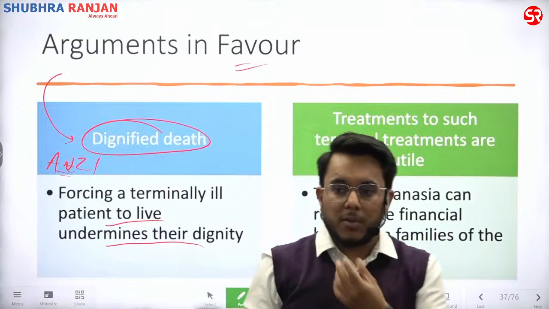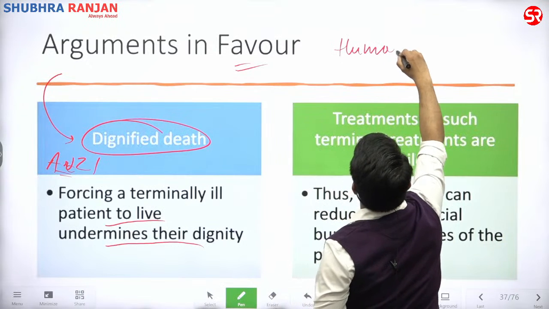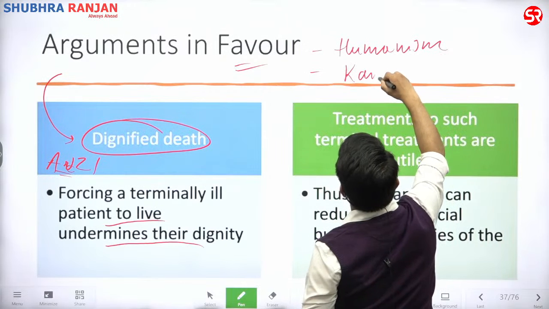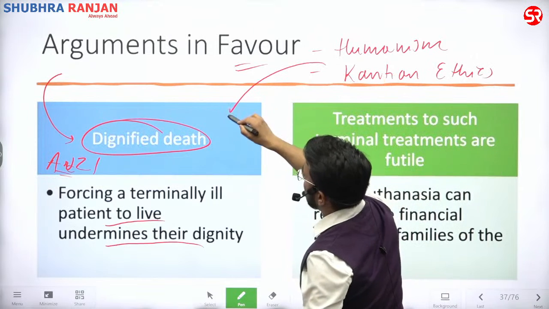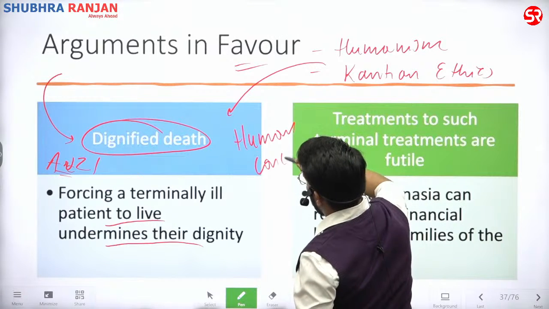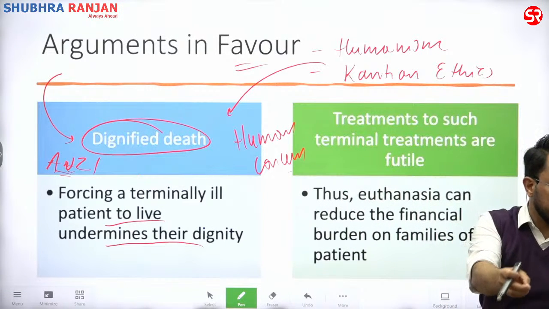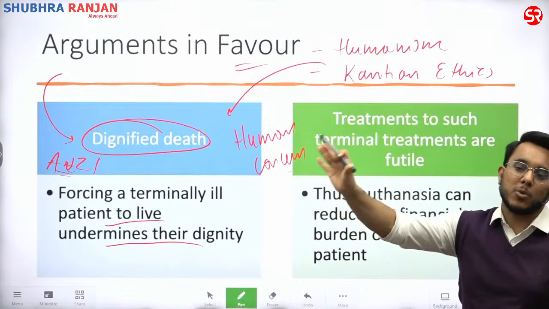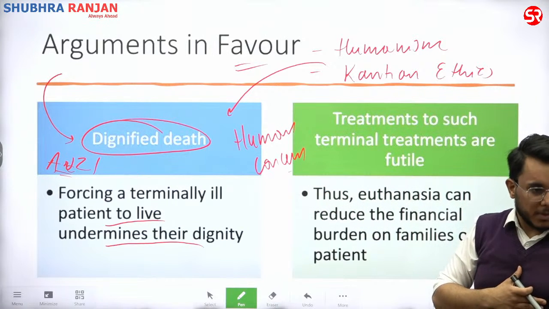Now when we talk about the idea of humanism, when we talk about Kantian ethics, both have given primacy to human concern. Human concern has been given primacy by both of them. And when the human himself or herself is suffering, then there is no logic in prolonging the suffering of that particular human. Is it clear or not?